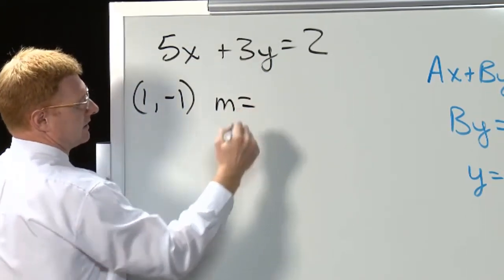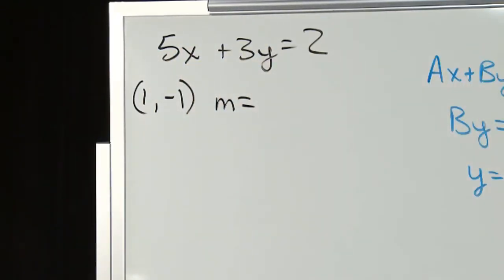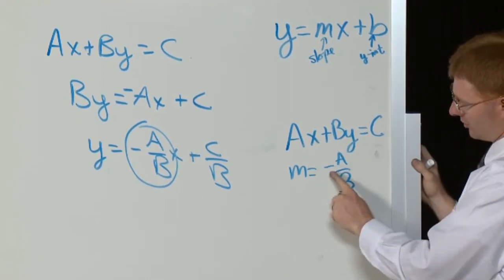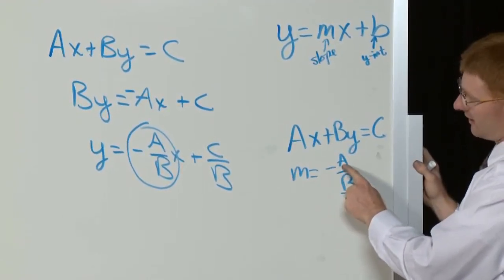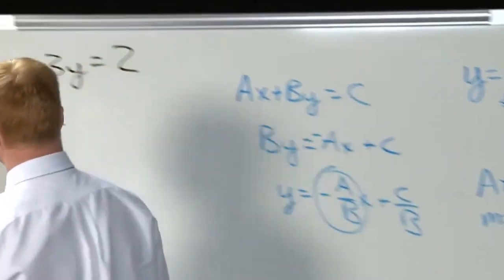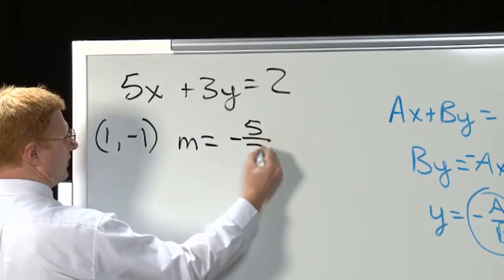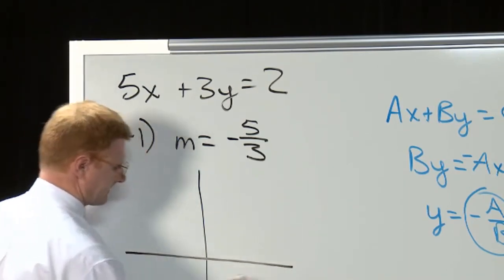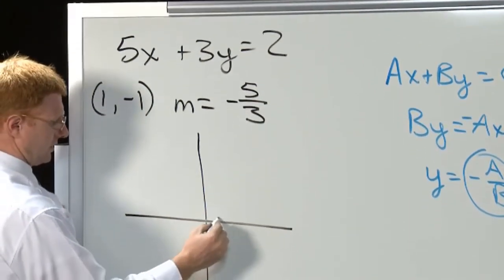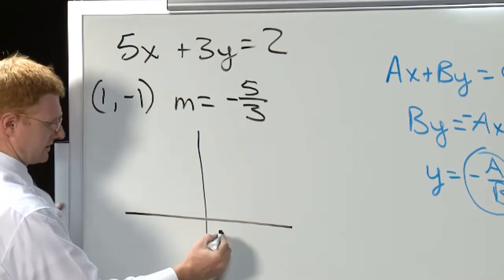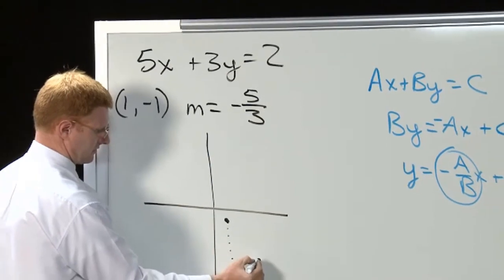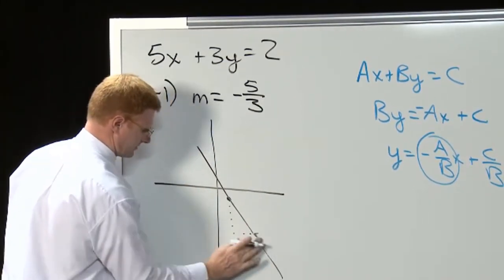Now the slope. If you look at this, anytime you have a number in front of x and a number in front of y, the slope is the opposite of the first over the second. So the slope is -5/3. And that's the shortcut. Now you could change this into slope-intercept and it would work fine. So we have 1, -1, and the slope from here is down 5 over 3. Oops. There we go.